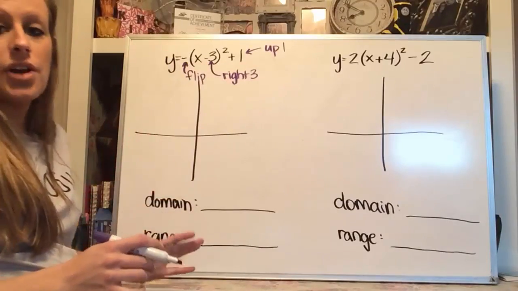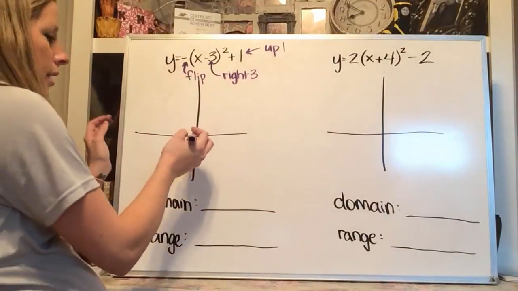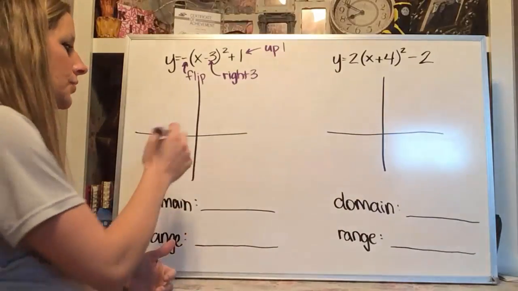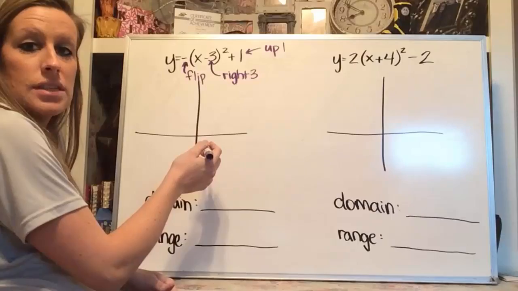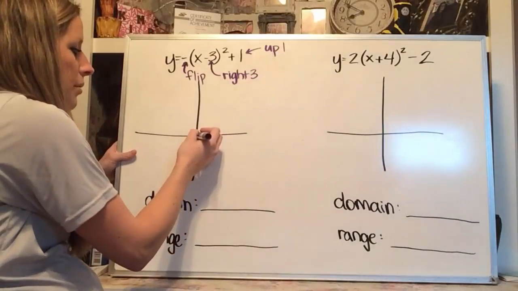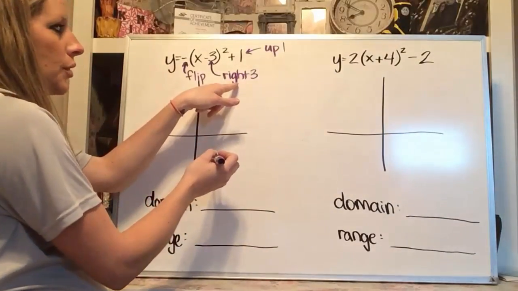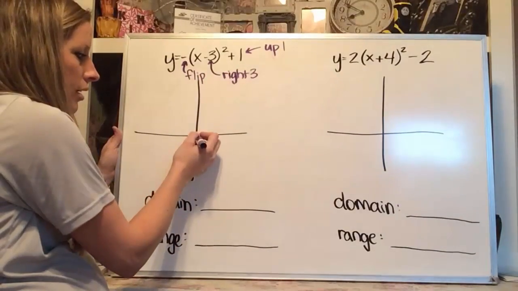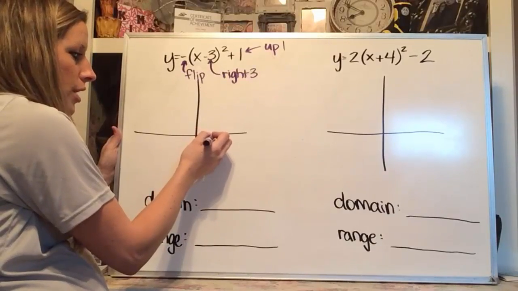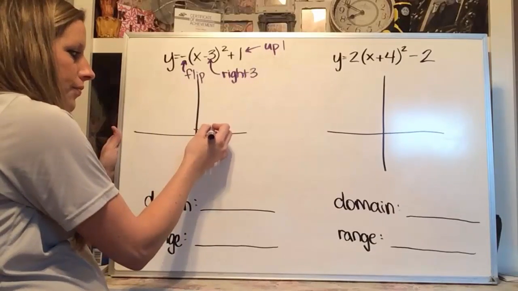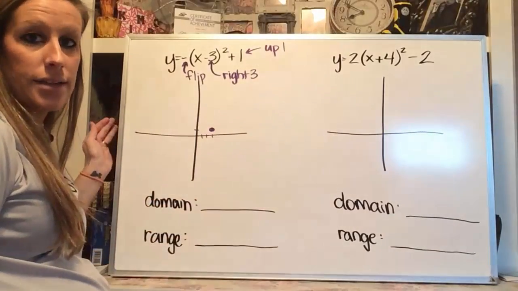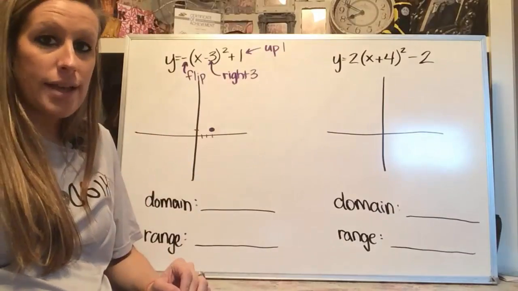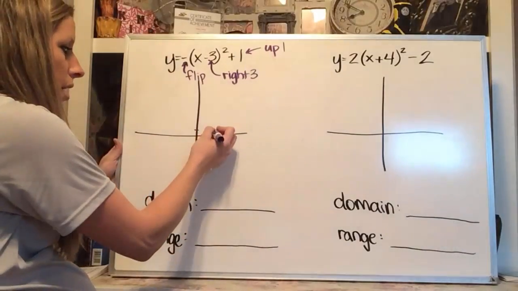Okay, and now I'm going to graph it. So to graph it, I'm going to take my original function, which has the vertex at the origin, (0, 0). So I'm going to take that vertex and I'm going to move it right 3 and up 1. So when it's normally here at the origin, I'm going to move it right 3 and up 1. And that's my new vertex. Now, because of that negative in front, it's not going to be a right side up parabola. It's going to be upside down.